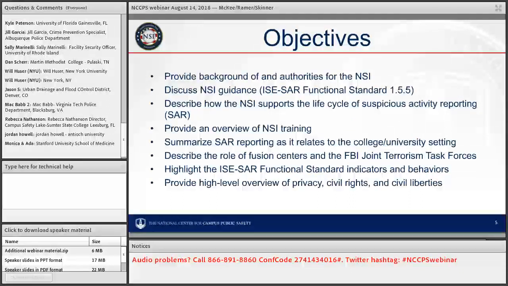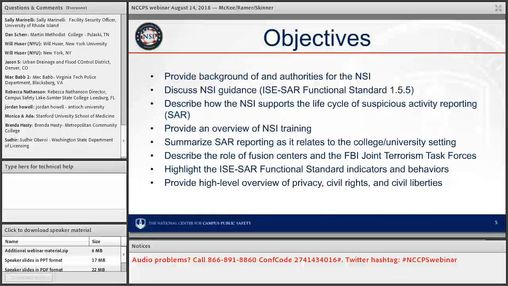So our primary objectives are to talk about the background, give you a little guidance on that. We're going to talk about something called the ISE-SAR functional standard. That's the Information Sharing Environment Suspicious Activity Reporting Functional Standard, and that's the guidance that we use to go through this process. And we want to talk a little bit about the training that's available to everybody on a public website. We want to summarize how this relates to colleges and universities to make sure that you understand your role and how important that is.